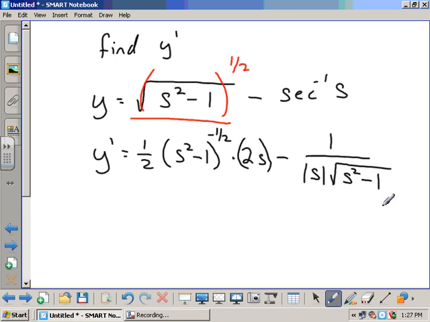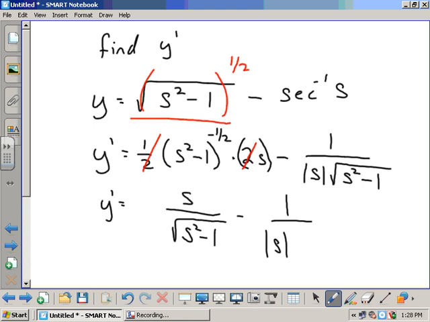Let's do some simplifying. So we can write this negative exponent as being positive, but we also know that 1/2 times 2 gives us 1. Writing this with a positive exponent, I have s over the square root s squared minus 1 minus 1 over absolute value of s, square root s squared minus 1.